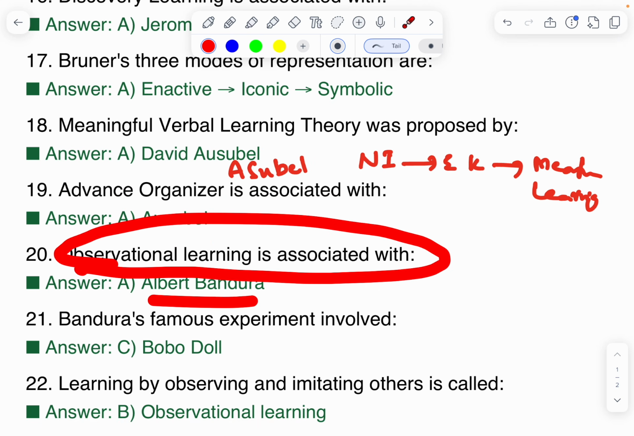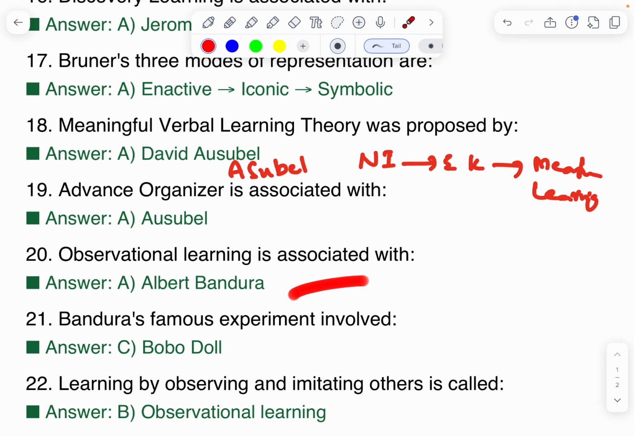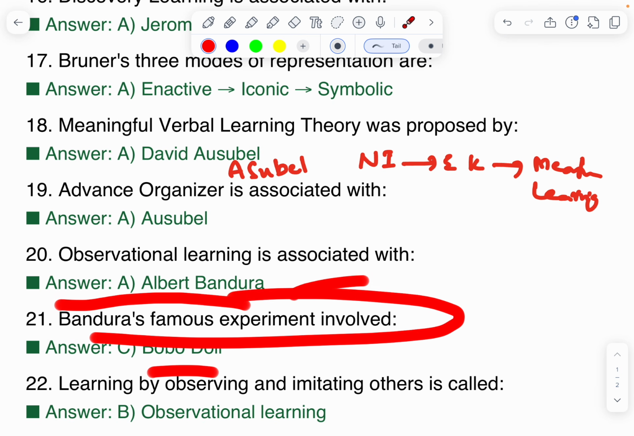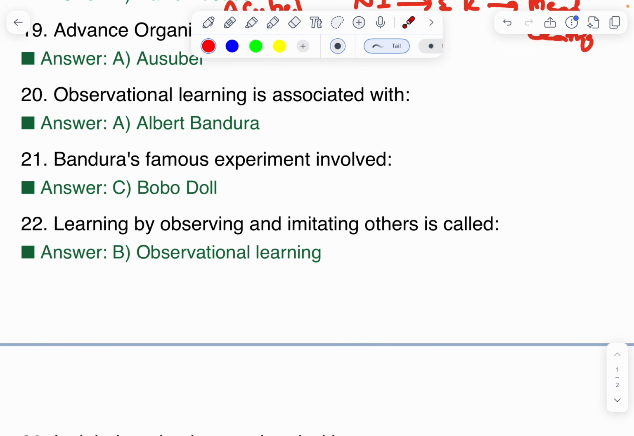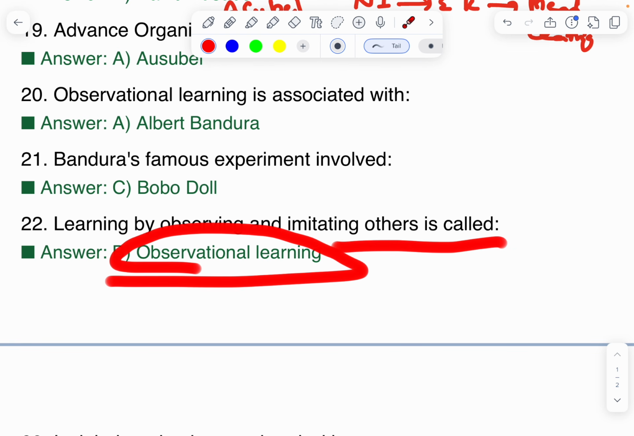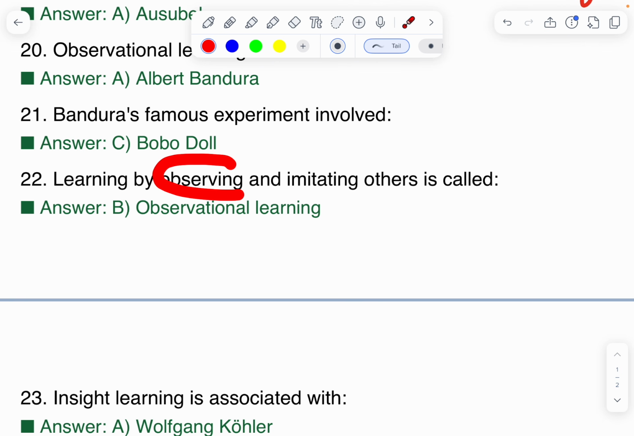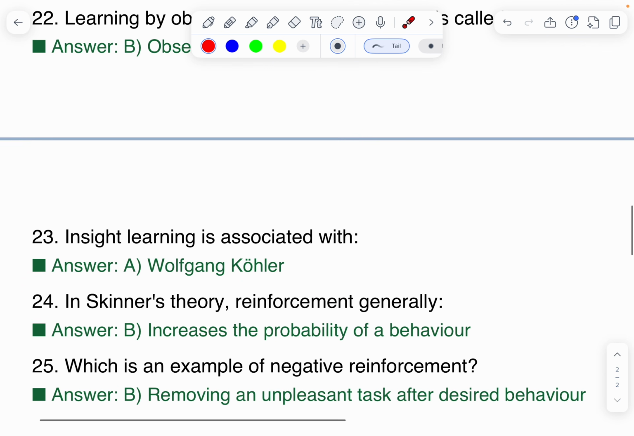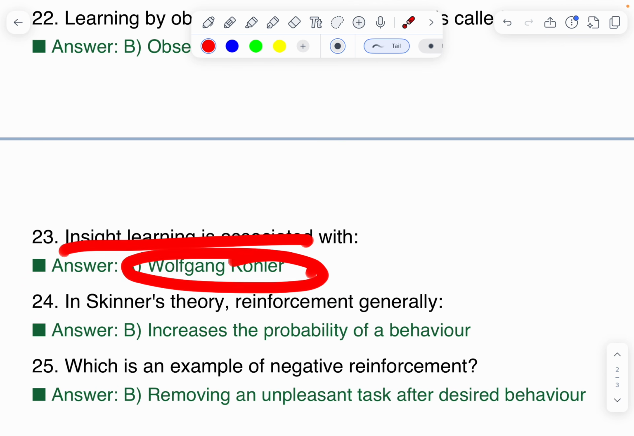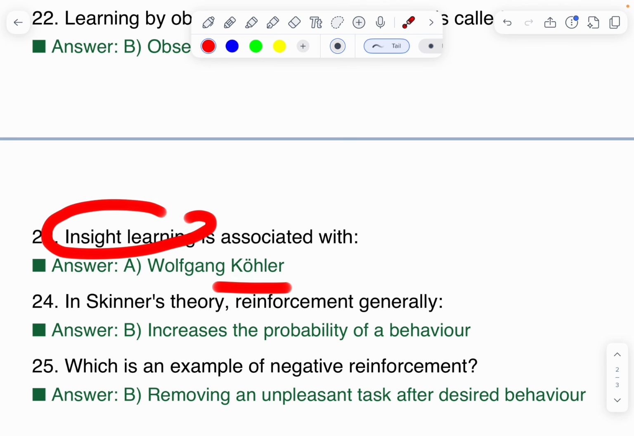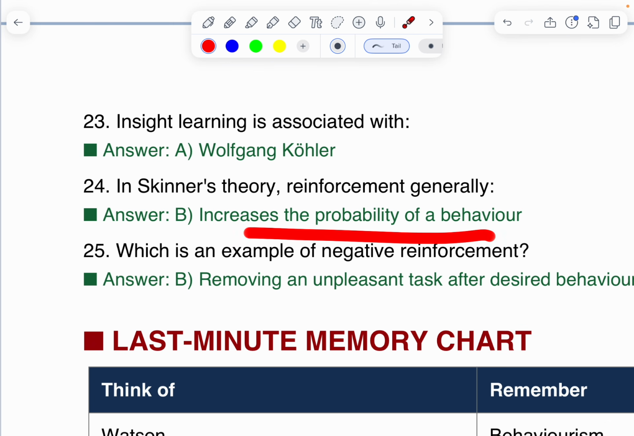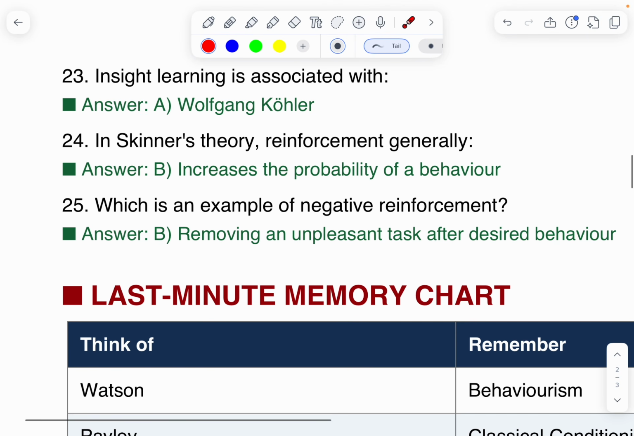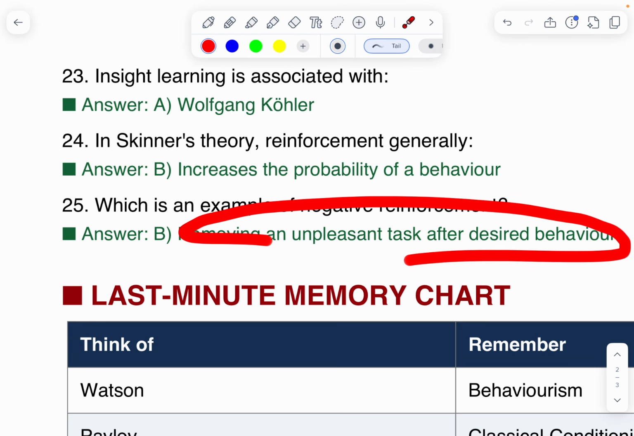Observational learning is associated with Albert Bandura. Bandura's famous experiment involved the Bobo doll. Learning by observing and imitating others is called observational learning. Insight learning: Kohler. In Skinner's theory, reinforcement generally increases the probability of behavior; an example of negative reinforcement is removing an unpleasant task after the desired behavior.